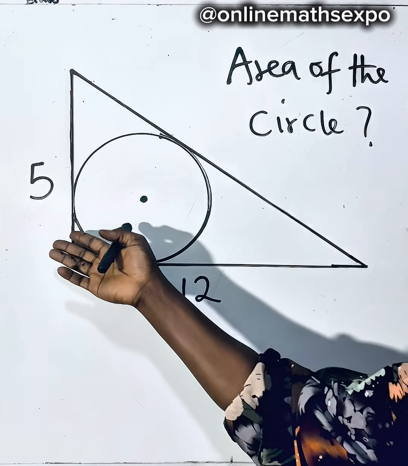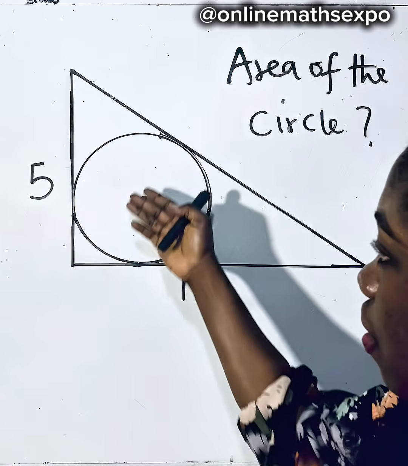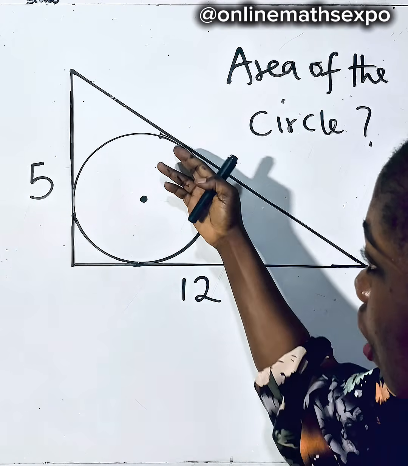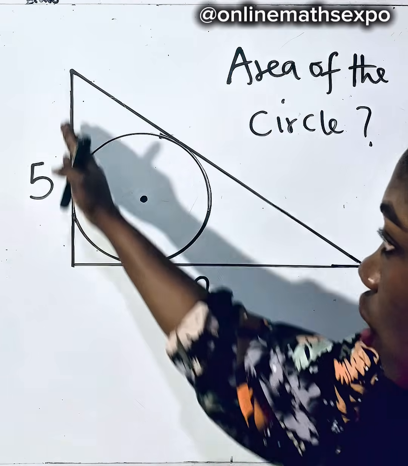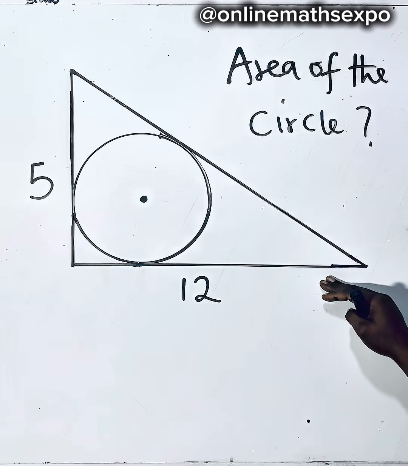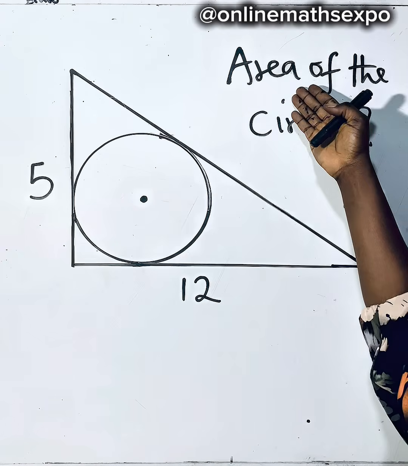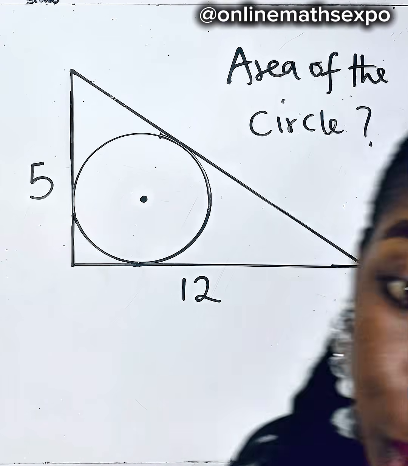Relax. We are given a right triangle, and inscribed is a circle such that it touches these three sides of the right triangle. This side measures 5 units, here measures 12 units, and the question is asking us what is the area of this circle. Now, how do you think we can do this?